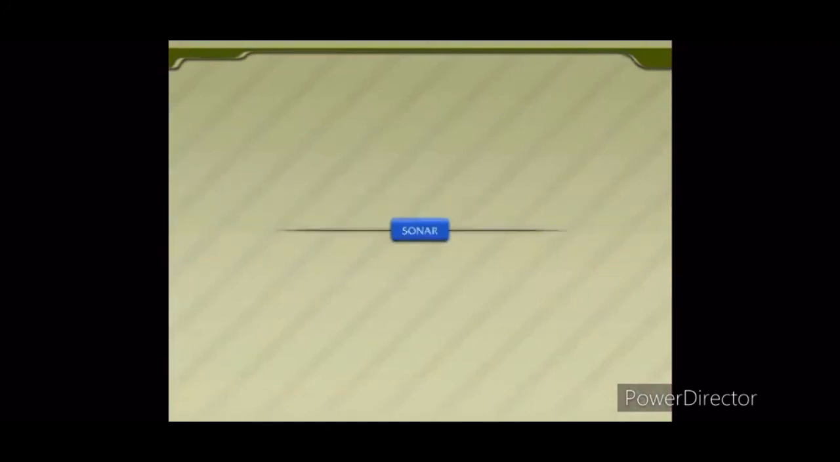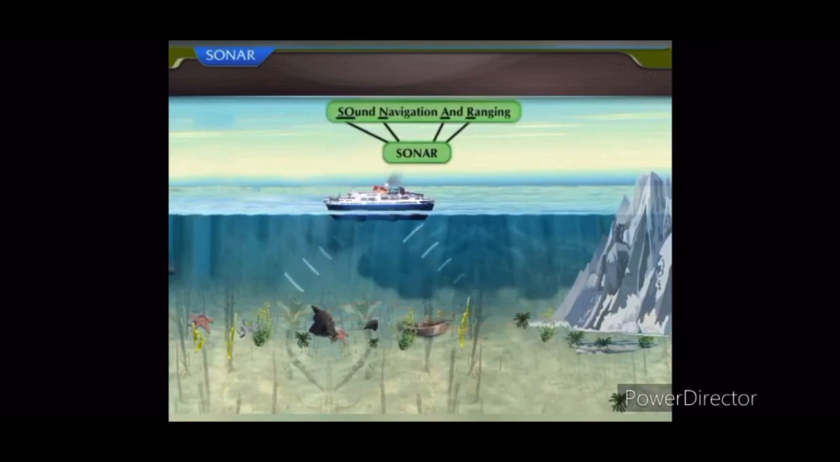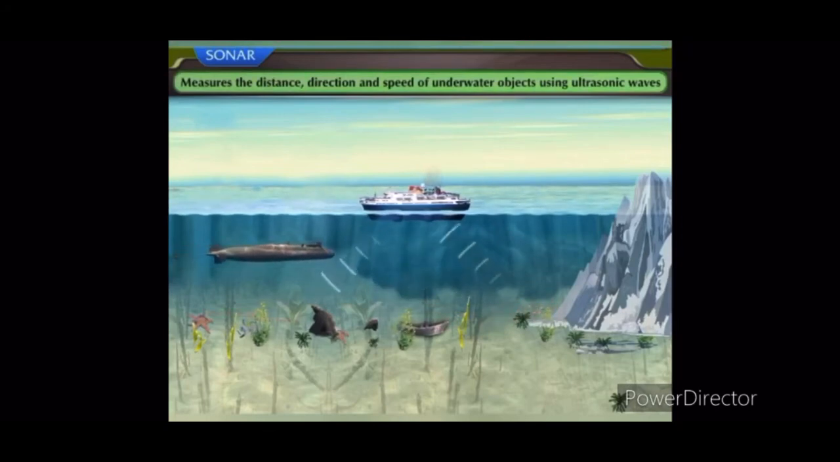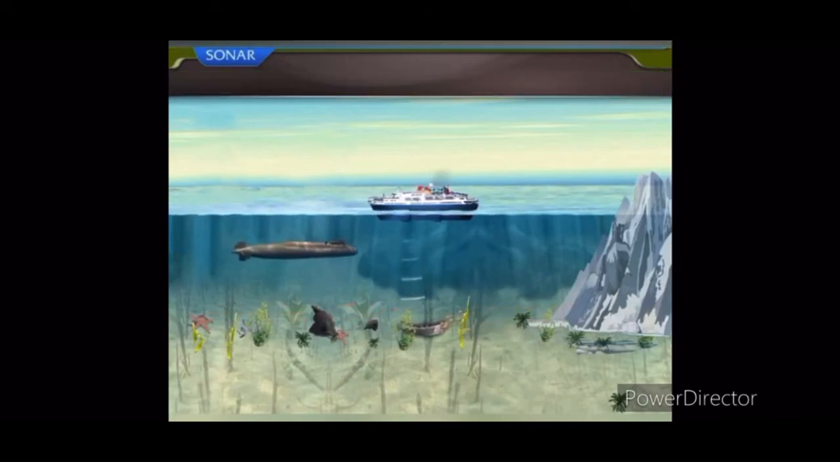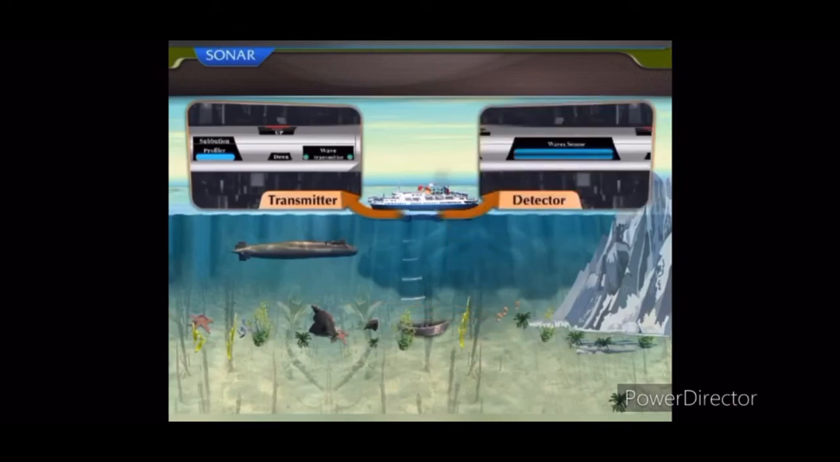Sonar. Sonar is an acronym for sound navigation and ranging. Sonar measures the distance, direction, and speed of underwater objects using ultrasonic waves. Sonar consists of a transmitter and a detector. It is installed in a ship or a boat. The transmitter produces and transmits ultrasonic sound waves. These waves travel through water.